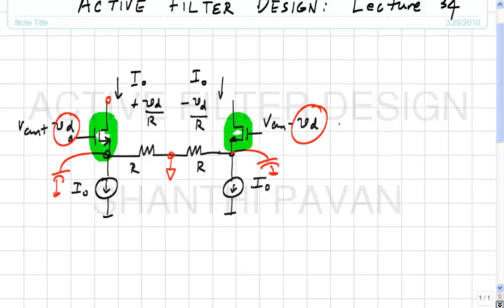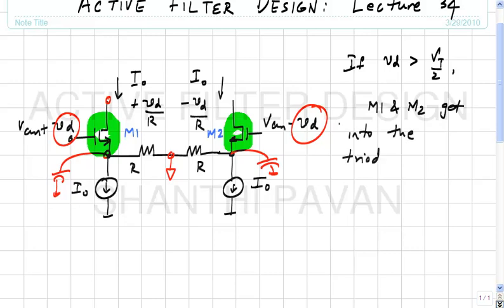And how low can the drain go below the gate before the transistor gets into the linear region? One threshold, correct? So in spite of putting all this effort into making this very linear, it doesn't seem to be very helpful, because what is the maximum VD possible before this transistor gets into the triode region? Yeah. So if VD exceeds VT by 2, then this transistor, which I will label as M1, and M2 get into the triode region, alright.